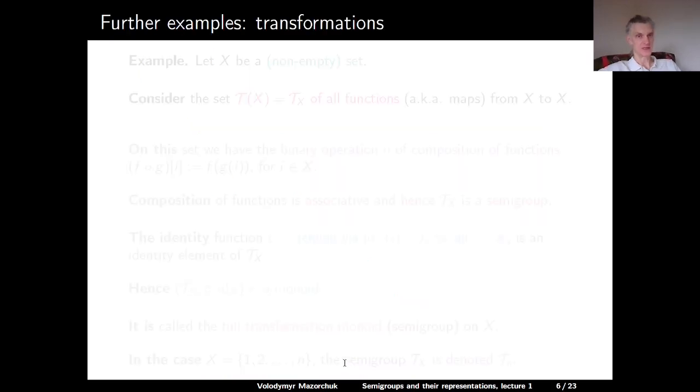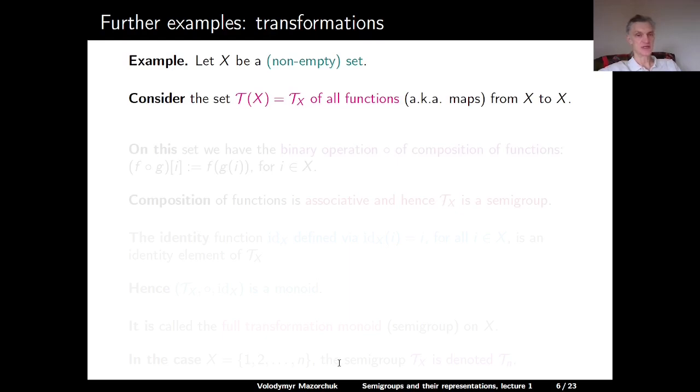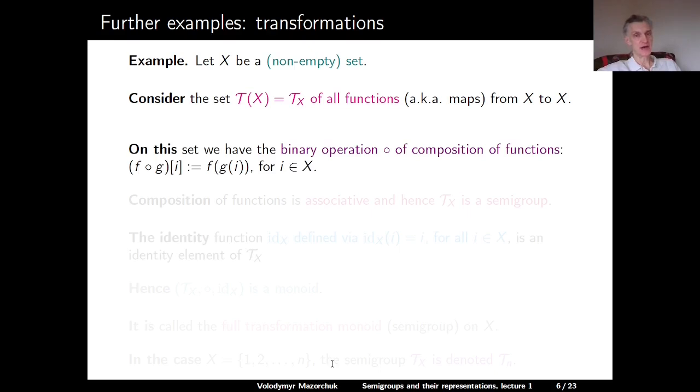Now let's look at further examples. We start with transformations. Let X be a non-empty set. Consider the set T of X, or T_X, of all functions from X to X. Functions are the same thing as maps from X to X. On this set we have the binary operation of composition of functions, which is usually denoted by such a circle. So f after g, that's f composed with g, the value of this composition at an element i in X is equal to f of g of i. And we know that this composition is associative, and hence this set is in fact a semigroup.